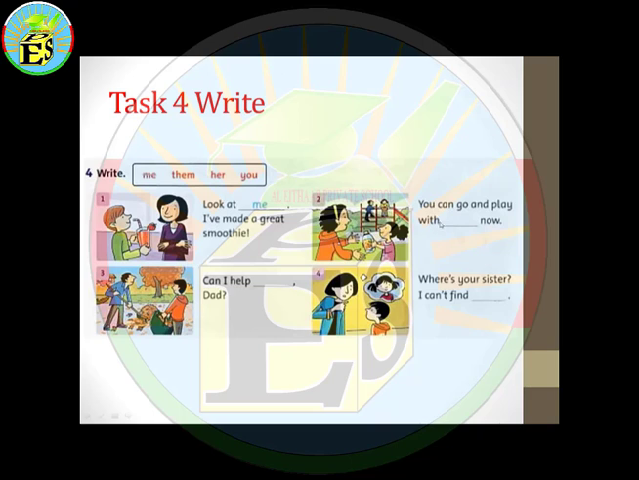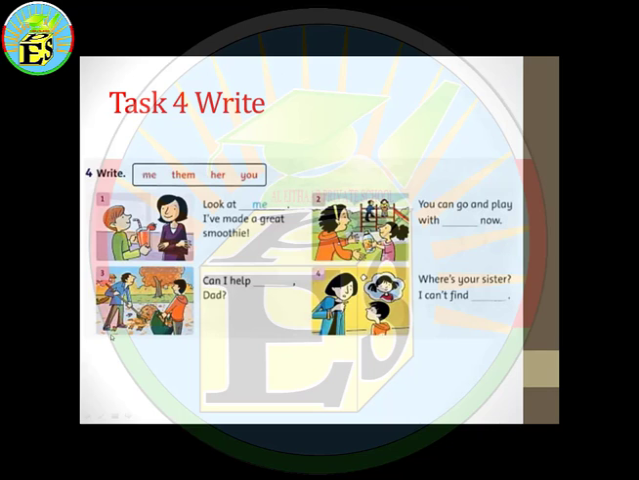So let's move to picture number 2 and read it together. You can go and play with ___ now. Look at the picture. We have 2 boys here playing and the mom is telling her daughter. So which of these object pronouns do you think is correct to answer this sentence right here? Take your time and think about it.